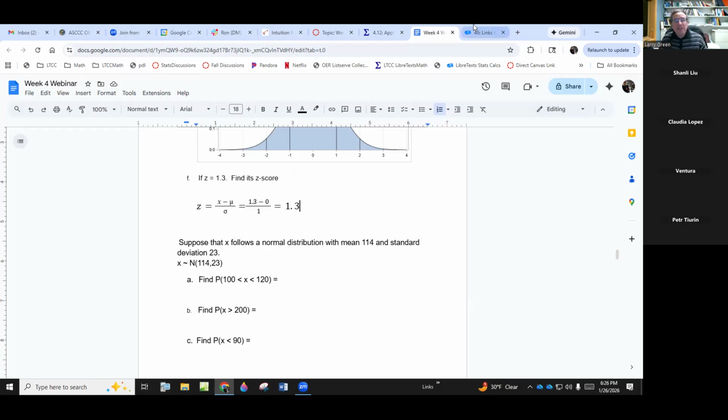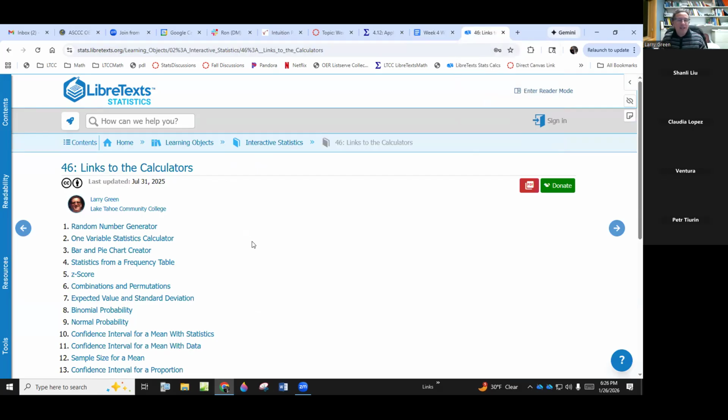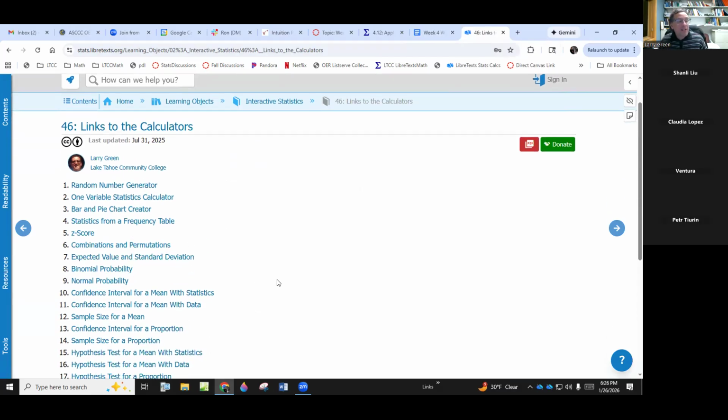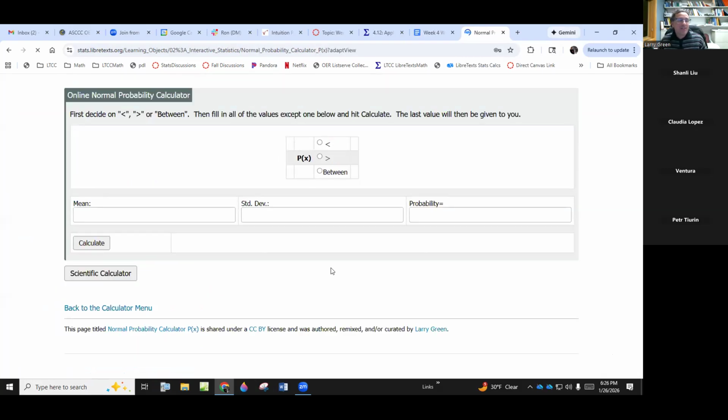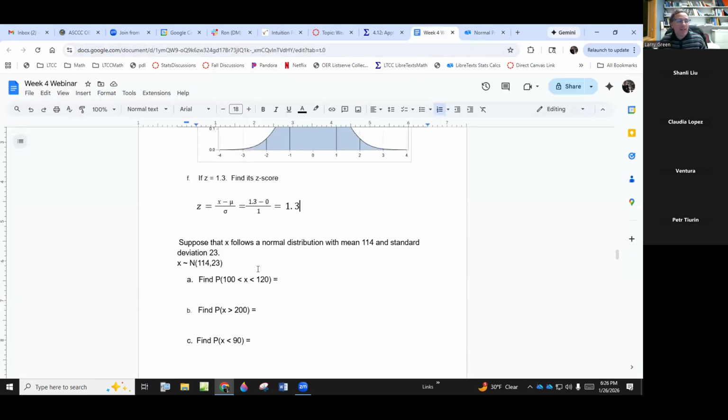And again, you're required to use the course calculator. Okay, which AI will not use the course calculator, and I can tell. So you're required to use the course calculator. Which calculator number do you think we want to use? Again, we'll do things in order, and it should be obvious. Yeah, number 9, normal probability. So here is what it says. And it says P of X, we have a less than, a greater than, or a between. So again, we want the probability that X is greater than 100 and less than 120.